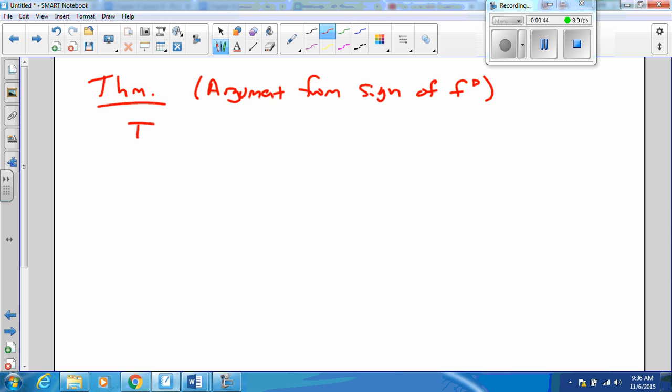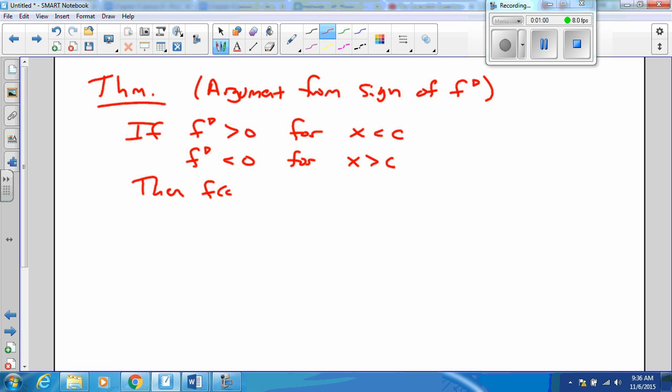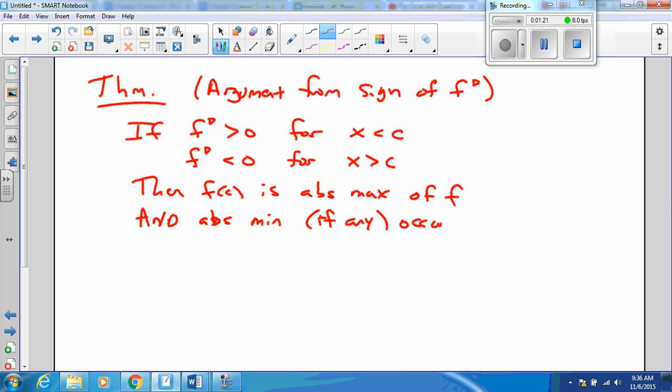So our theorem is going to be this. If f prime is positive for x less than c, and f prime is negative for x greater than c, then f of c is the absolute max of f. And the absolute min, if any, occurs at an endpoint.